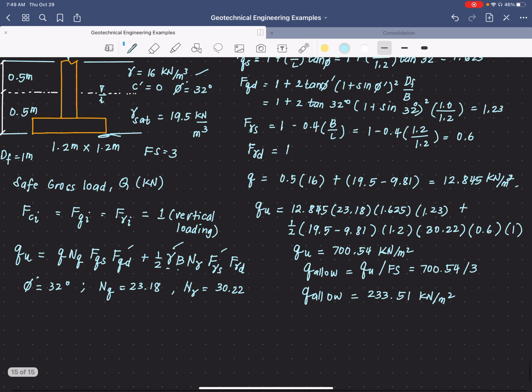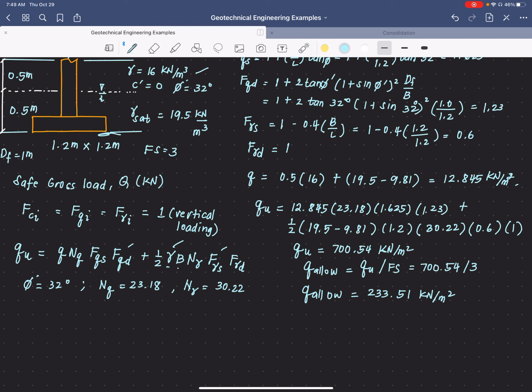Therefore, to determine the allowable gross load, Q, that is equal to Q allowable multiplied by our B squared. And that would be equal to 233.51 multiplied by 1.2 by 1.2. And our Q is calculated as 336. This is in kilonewton. Okay, this is our final answer. Thank you.